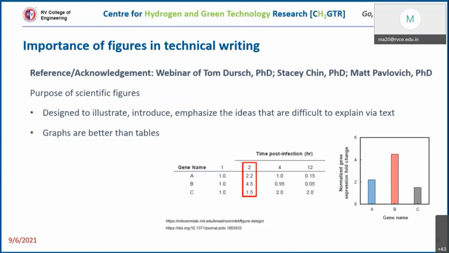So of course, whatever information you want to convey is conveyed in the table that you are able to see here, right? If you want to see what is the effect of A, B, and C after 2 hours, the result is 2.2 in case of A, 4.5 in case of B, 1.5 in case of C. That means, to compare, the performance of B is better.